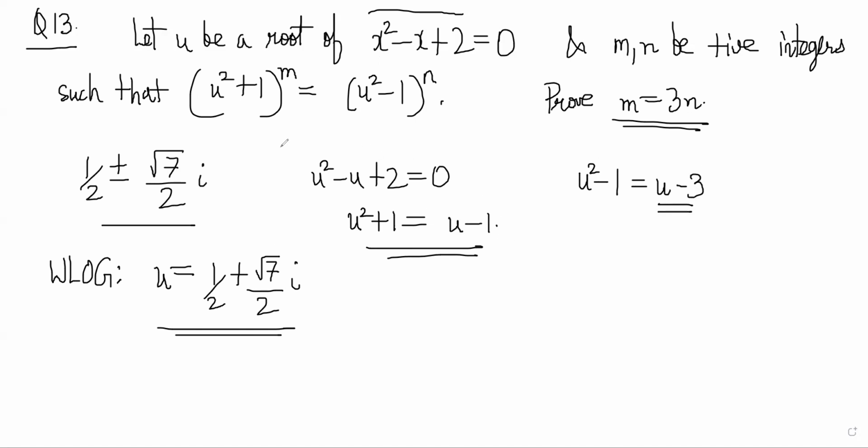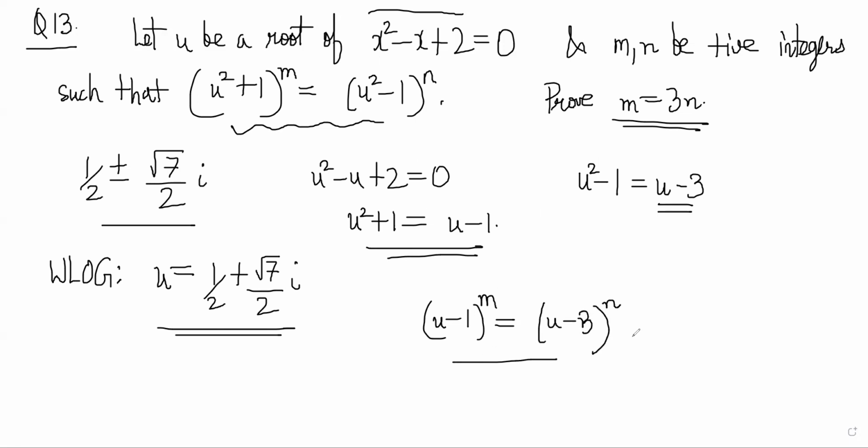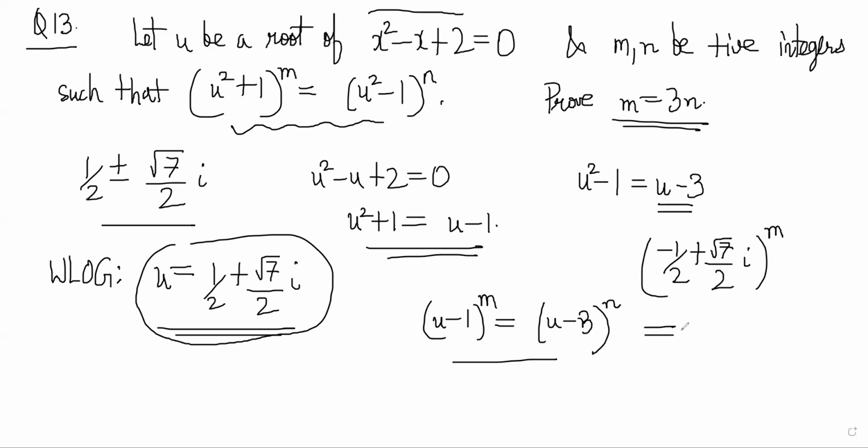Right? So this equation can be written as (u − 1)^n = (u − 3)^n. If we simplify this now, using the value of u, u − 1 becomes (−1/2 + (√7/2)i)^n, and u − 3 becomes (−5/2 + (√7/2)i)^n. This is what we are getting.